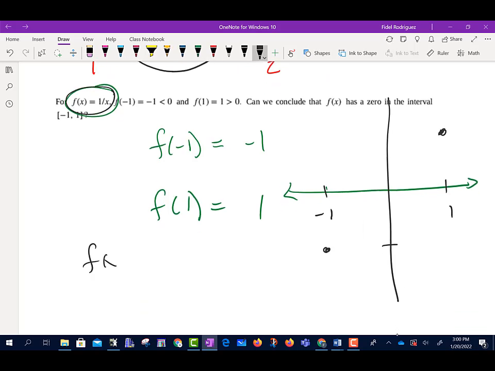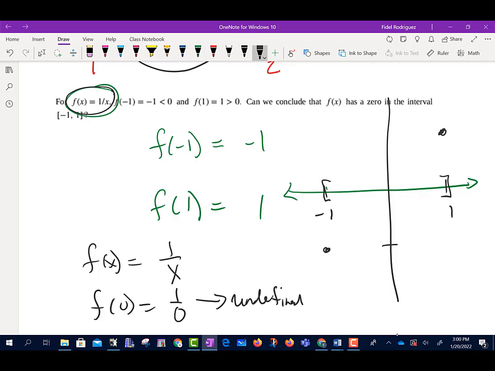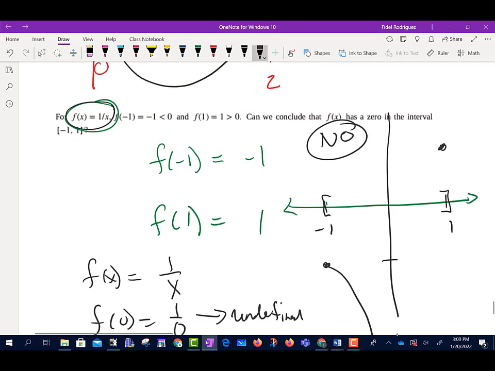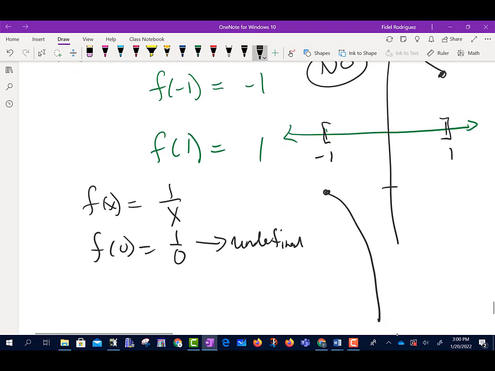Why? Because if I look at f of x to be 1 over x, and I'm looking over the closed interval between negative 1 and 1, the function has to be continuous over that entire interval. And you know what? If we try to find f of 0, this thing here is undefined. So can we? No. The function has to be continuous over the entire closed interval, and in this case, it's not continuous. Okay, it's not continuous. The graph does something like that, and the graph does something like that over that interval. Okay.